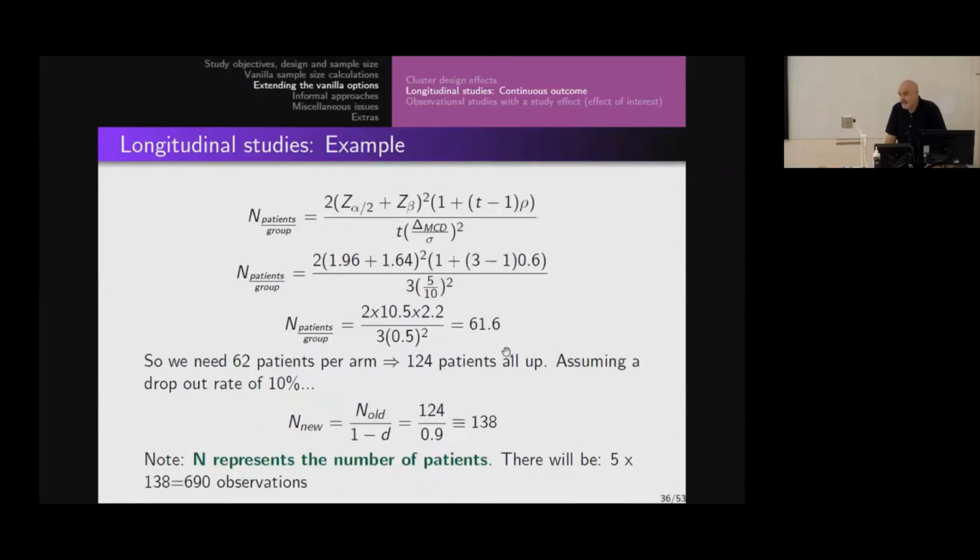If I assume a dropout rate, which is always going to be a consideration in a longitudinal study, of 10%, I can just plug that into a formula like this. So my new sample size is the old sample size over the proportion of patients retained. Okay, so in other words, my sample size is 138 patients, not observations, patients. Okay, so, oh God, I've got that wrong. I've said there's 5 observations, there should only be 3. Okay, sorry about that.